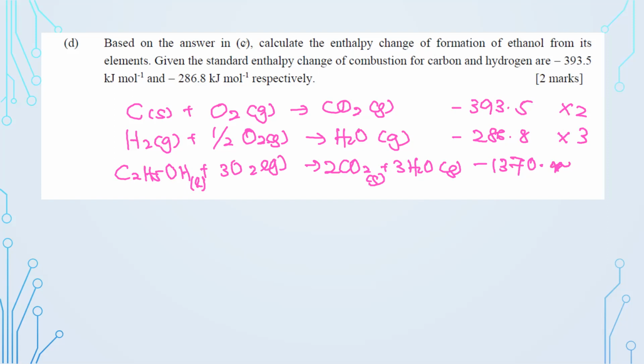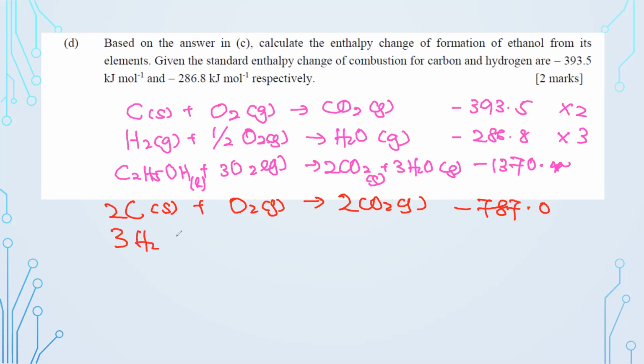After you do the manipulation, I'm only going to straight away do this one. So you get 2CO2, and 393.5 times 2, you get negative 787.0, and then 3H2 plus 3/2 O2 gives 3H2O, you get negative 860.4, and the total is negative 1647.4.